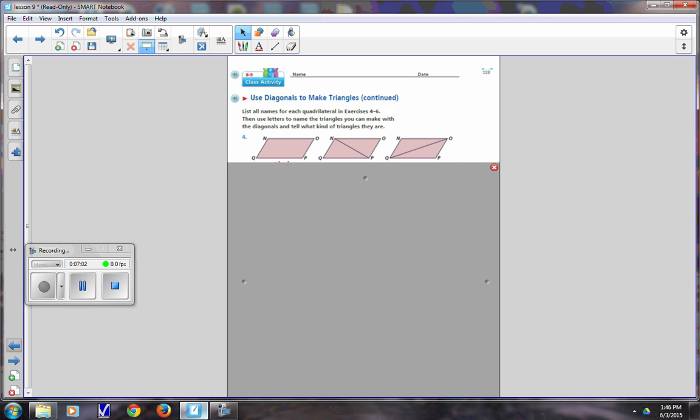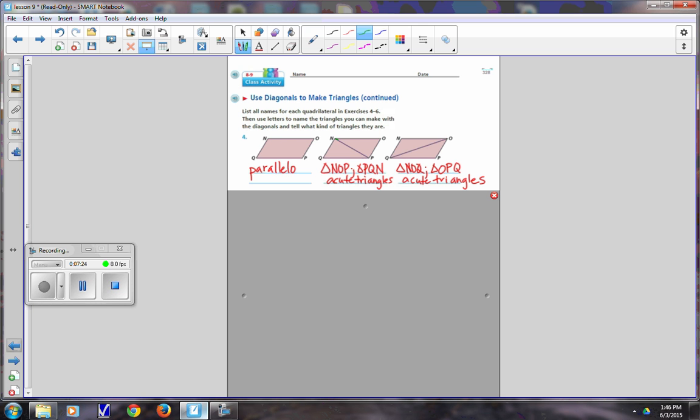So our first set of pictures look like this. And number 4 is pretty straightforward. There's no right angles, so it can't be a square or rectangle. All 4 sides are not equal, so it can't be a rhombus or a square. So I think it's pretty straightforward that it's a parallelogram, right? Now, if I make a diagonal this way and a diagonal this way, we label our triangles N, O, P, and P, Q, N.